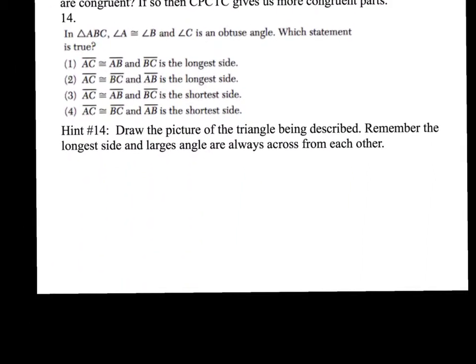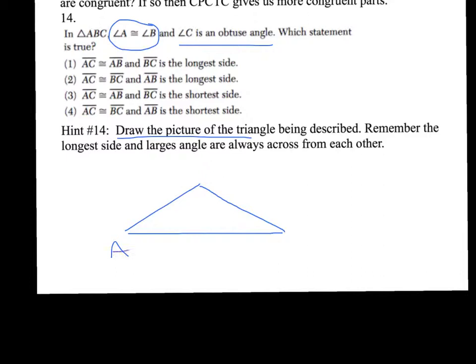For question 14, my suggestion is to just draw a picture of what's happening there. Draw a picture where there are 2 angles that are the same and one angle is obtuse. Well, if 2 angles are the same, it has to be an isosceles triangle. So I'm going to draw an isosceles triangle where angle A and B are the base angles and they're the same size. The vertex angle has to be an obtuse angle. And there's the picture of what's happening there.